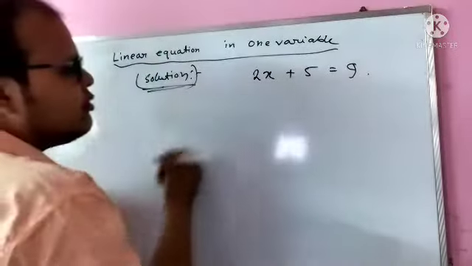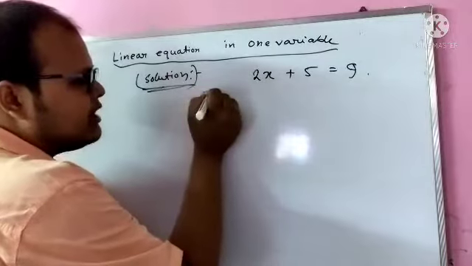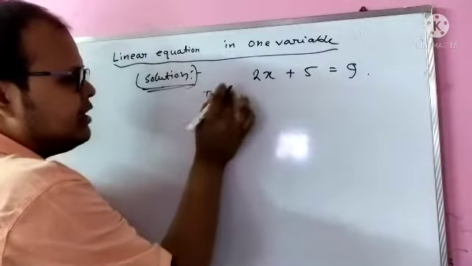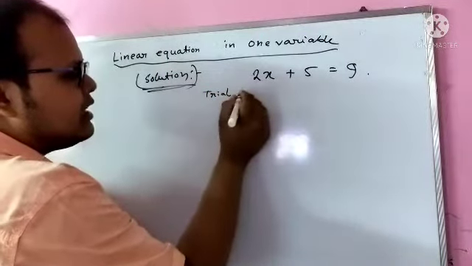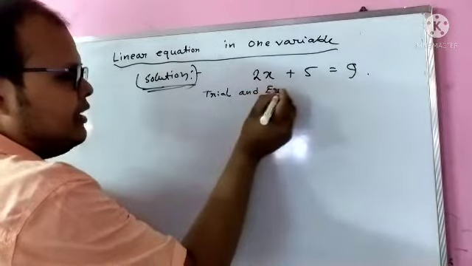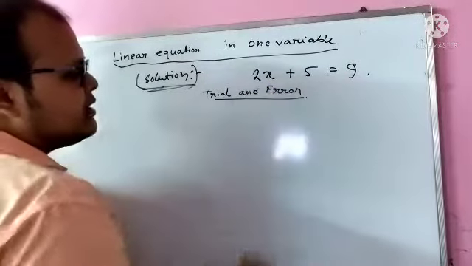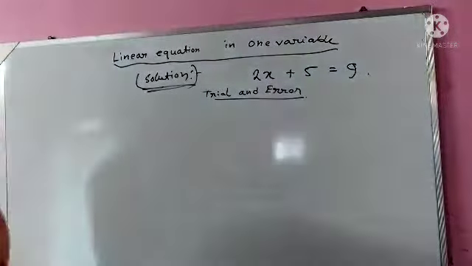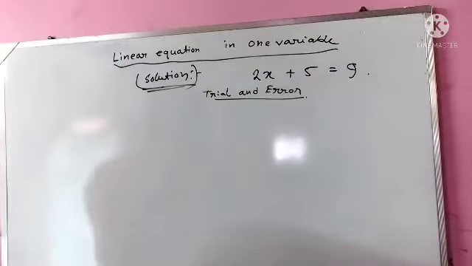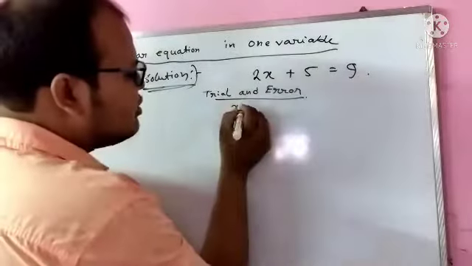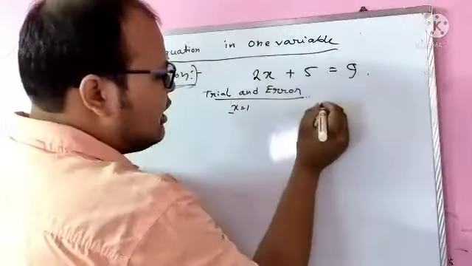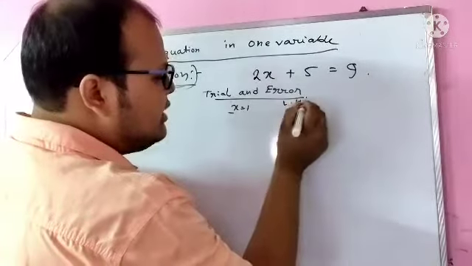So what we can do here is the trial and error method. There is a method to solve this linear equation, the trial and error method. Trial and error method means I will be choosing my x and I will be finding whether it's equal or not. Okay, let's choose x equals to 1, and what will we get in the left hand side?